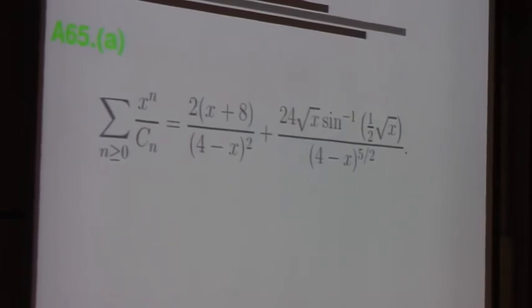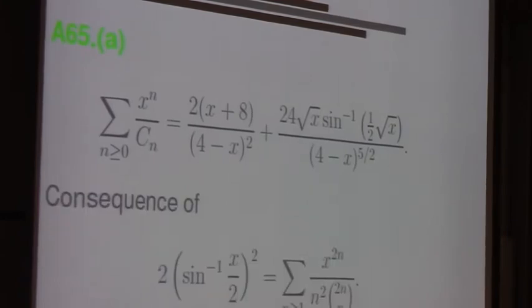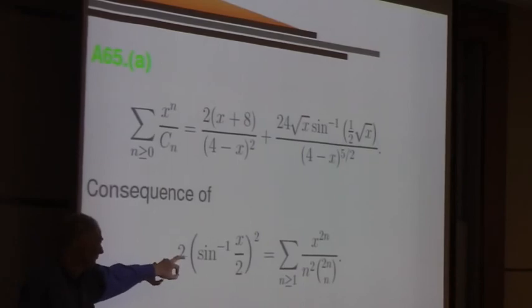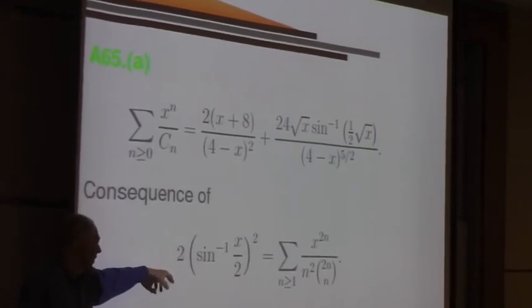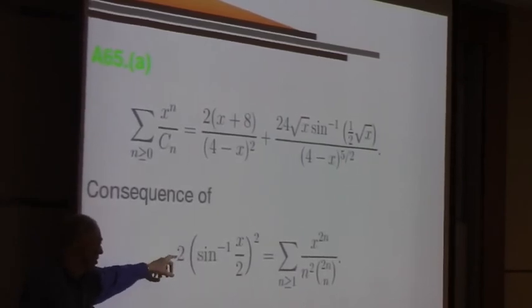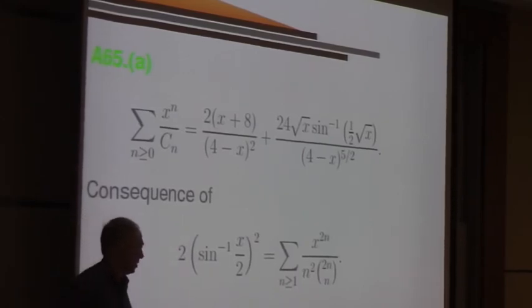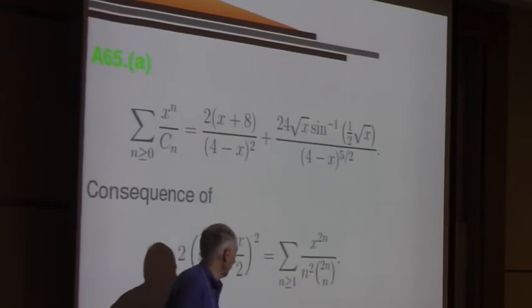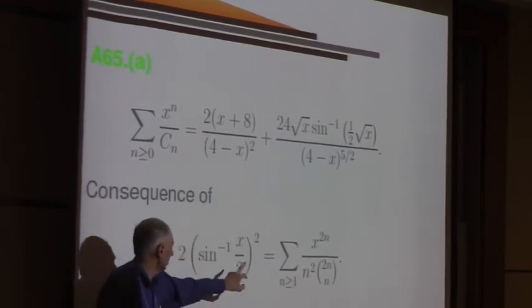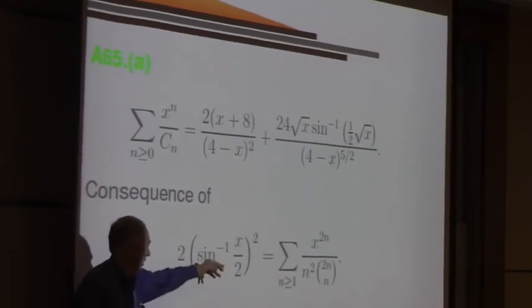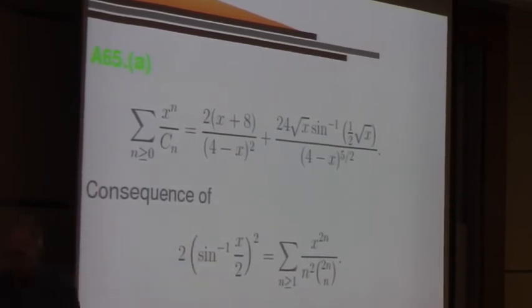The sum of x to the n over Cn. One way to do it is using this standard identity for the power series expansion of arcsine squared. You can see this denominator is very close to the Catalan number. It's not very hard to change that. And this can be proved in many ways, such as just squaring arcsine using some combinatorial identity.